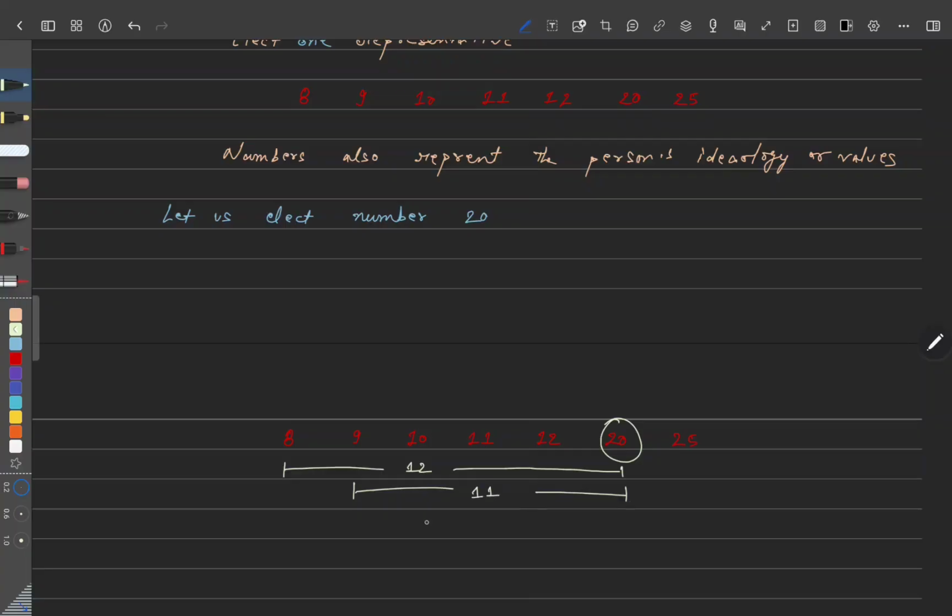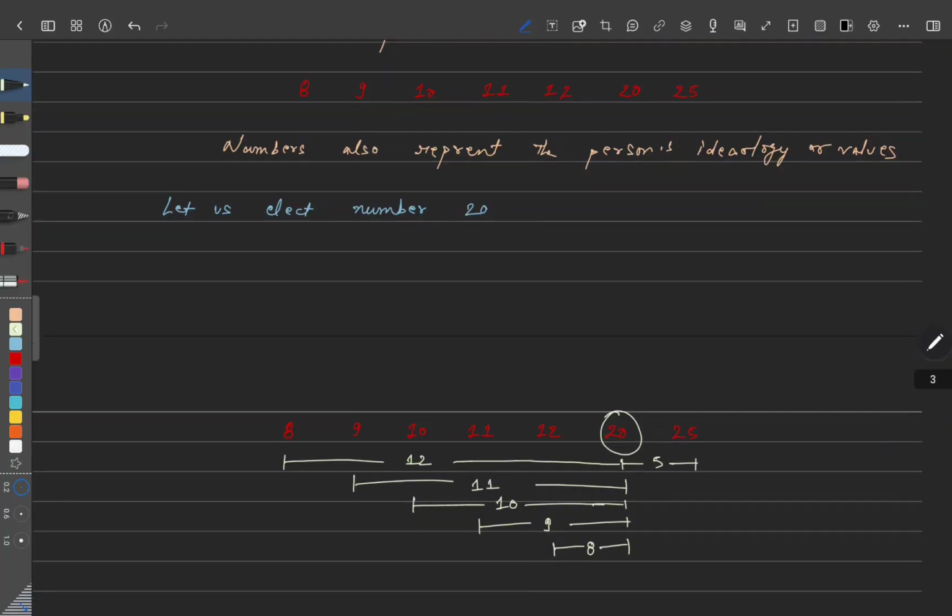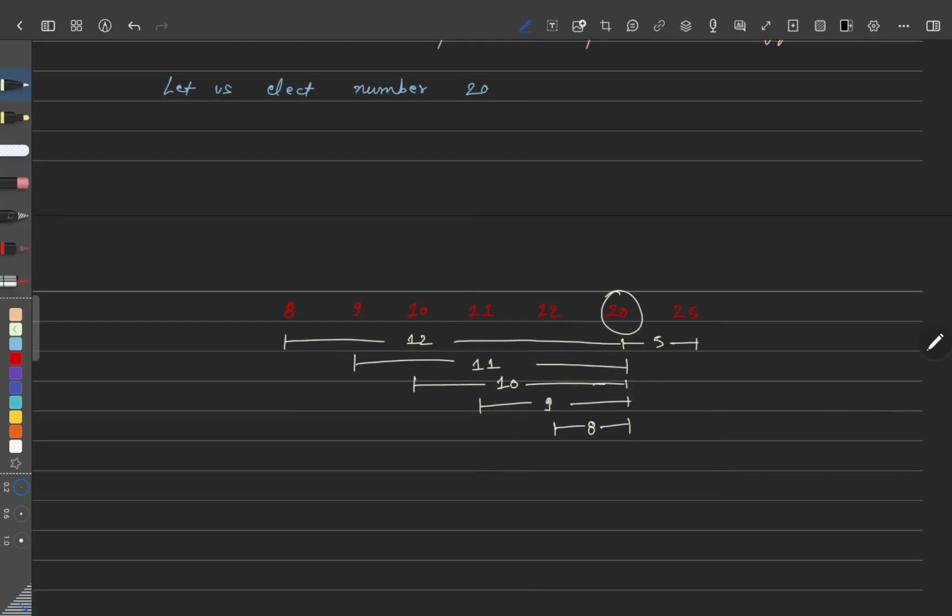11. Okay. How far is 10 from 20? 10. How far is 11 from 20? 9. How far is 12 from 20? 8. And then how far is 25 from 20? So you see these numbers, the distance between 20 and other numbers in some cases is too much.